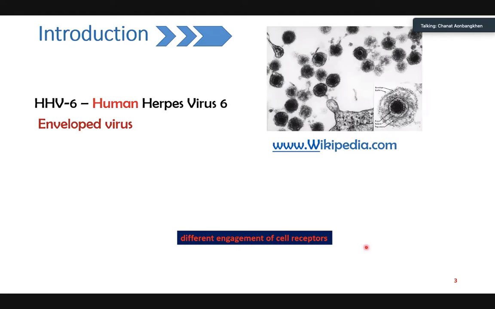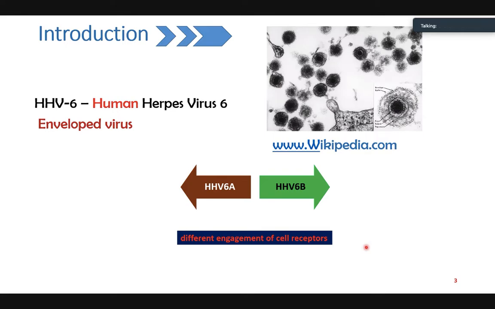HHV6 stands for human herpes virus. This virus is an enveloped virus, and it has human beings as its primary host. HHV6 viruses are basically two: we have HHV6A and HHV6B. The major difference between these two types is that they have different engagements of cell receptors. HHV6A basically affects all nucleated cells, while HHV6B affects basically T cells.